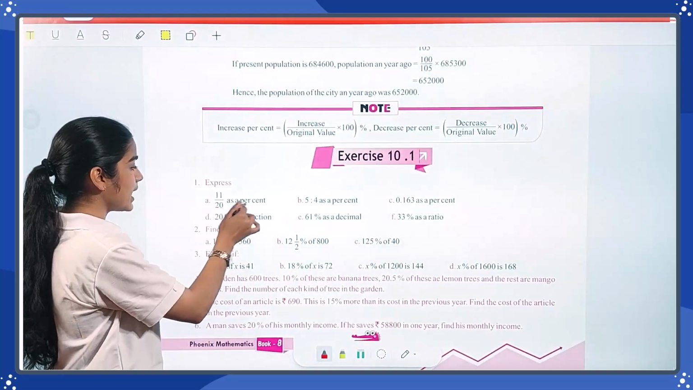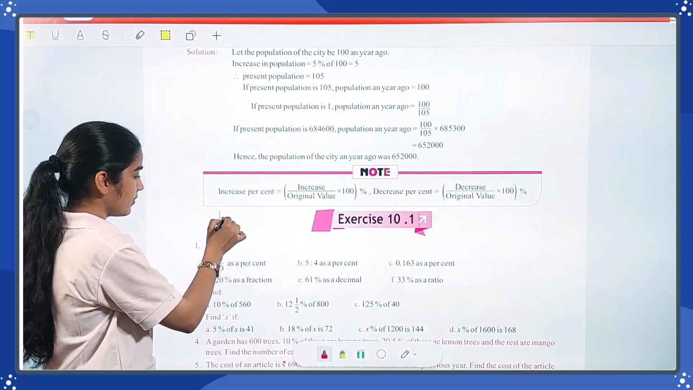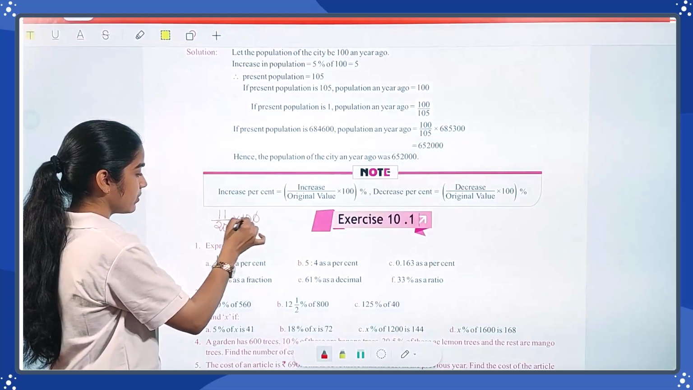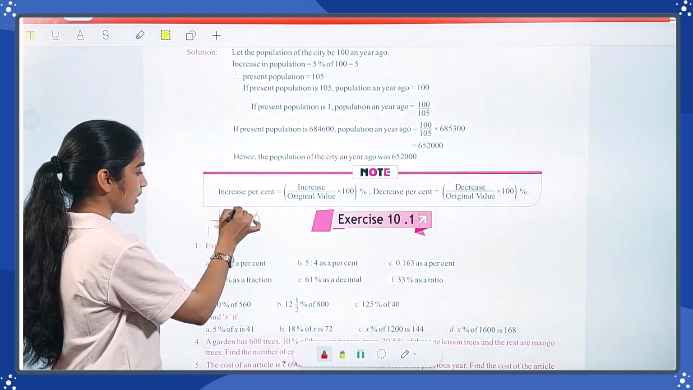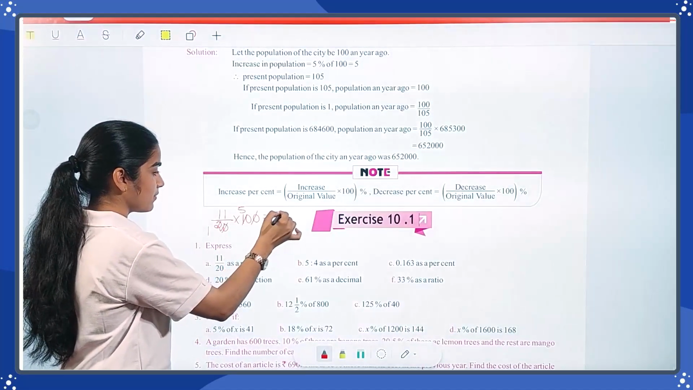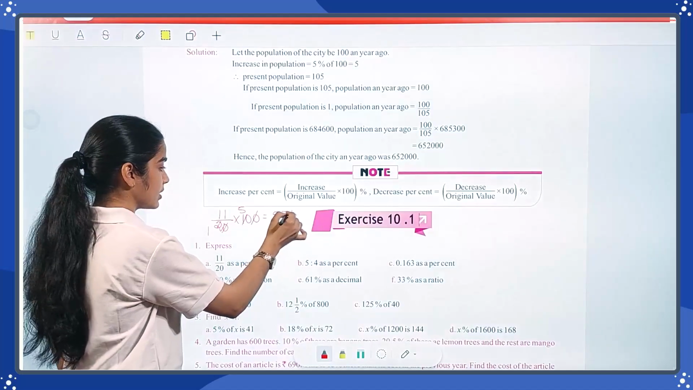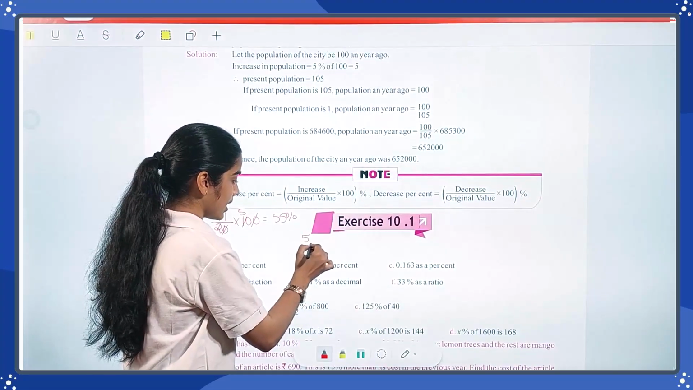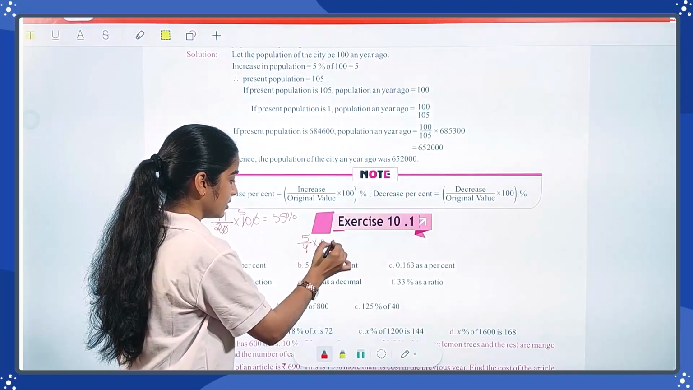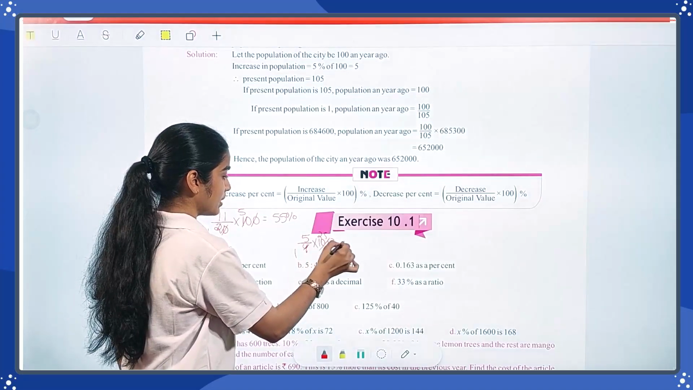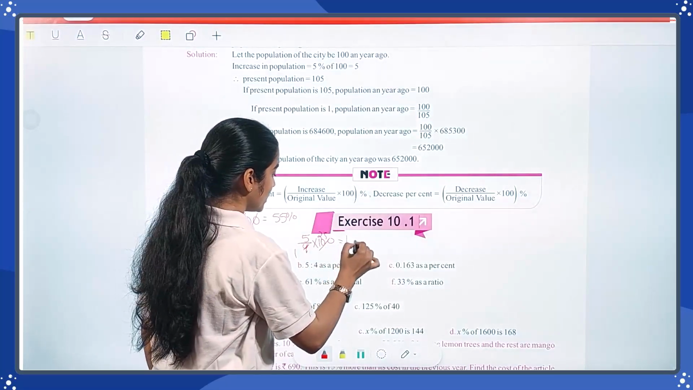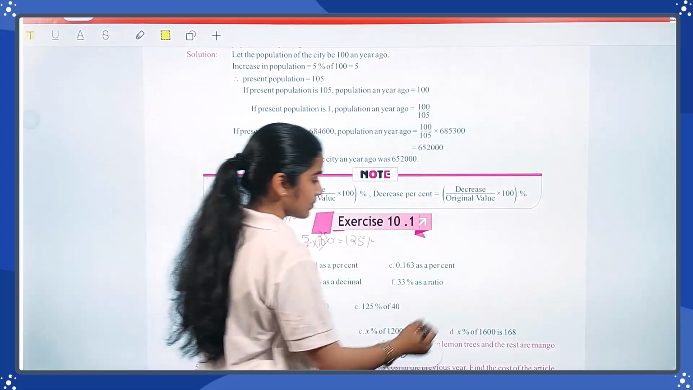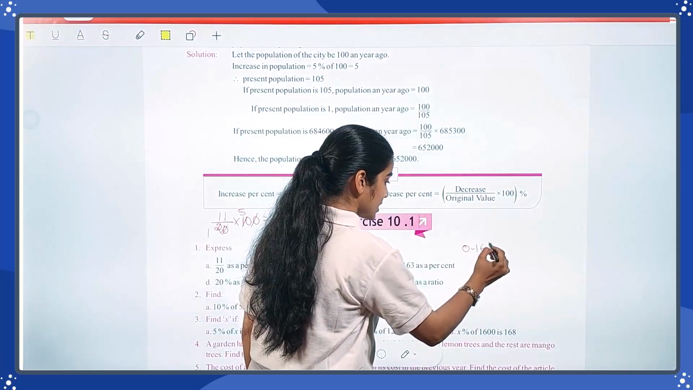Express 11 by 20 as a percentage, which means 11 by 20 multiplied by 100. 0 are cancelled out with 0. 2 ones are 2. 2 5s are 10. 11 multiplied by 5 is 55%. Next we have 5 is to 4 as a percent, which means 5 by 4 multiplied by 100. You got here 25 multiplied by 5 is 125%.